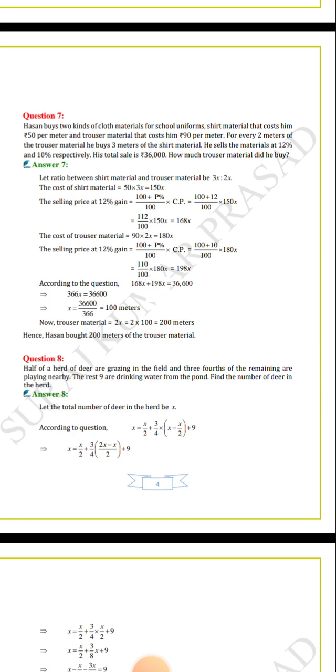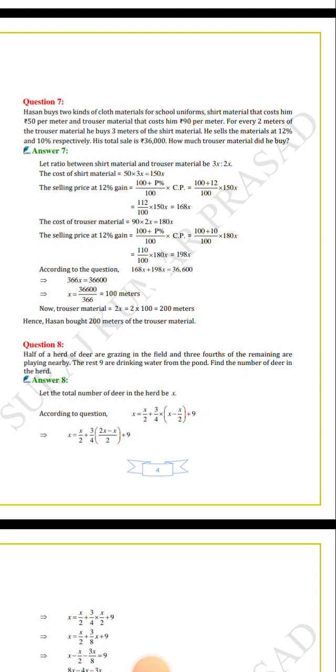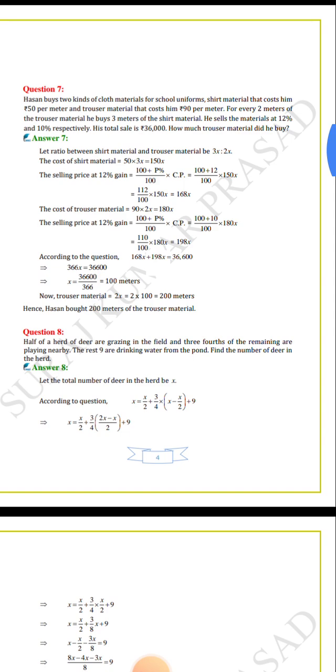Let the ratio between shirt material and trouser material be 3x is to 2x. The cost of the shirt material equals 50 into 3x, and we can get 150x. The selling price at 12% gain is 100 plus p percent by 100 into CP. Then we can get 100 plus 12 by 100 into 150x. Then we can get 112 by 100 into 150x equals 168x.